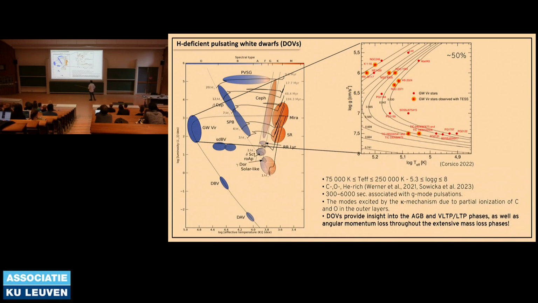At the moment, we have 25 pulsating candidates. In total, I think we have around 50 to 60 stars in this range. The efficiency of the instability strip, so the pulsation occurrence rate, is around 50%.